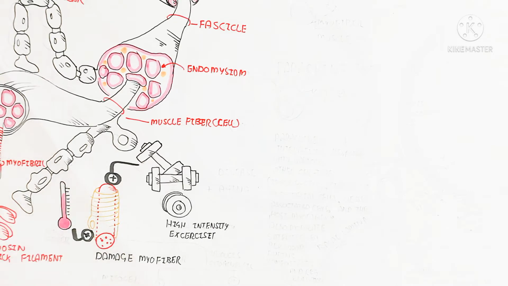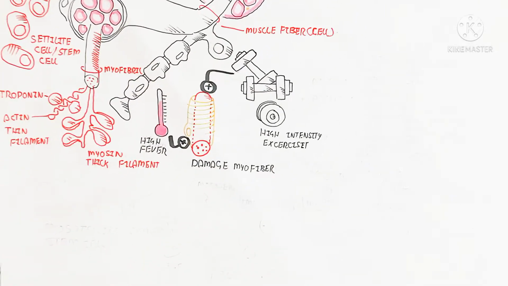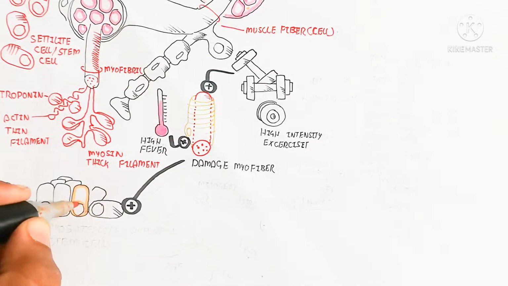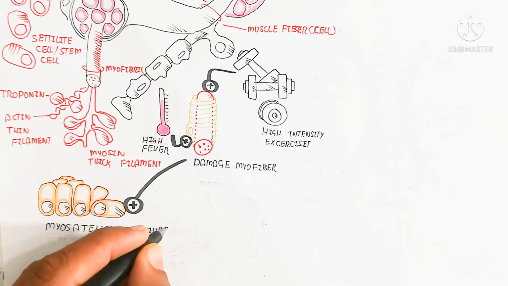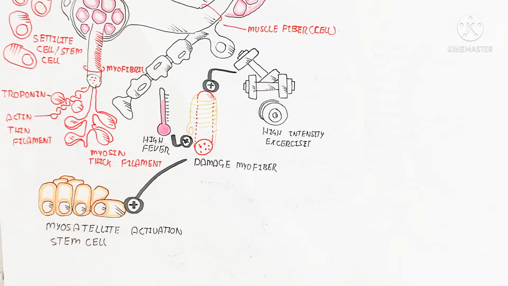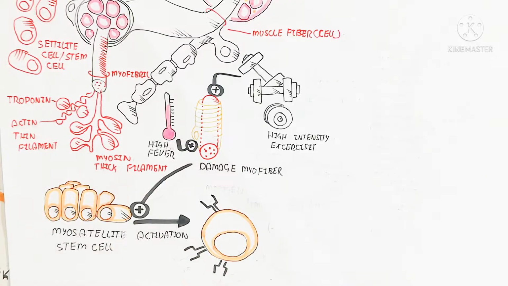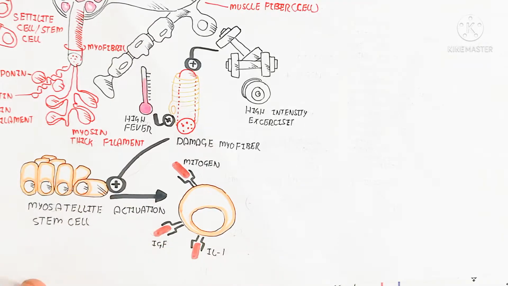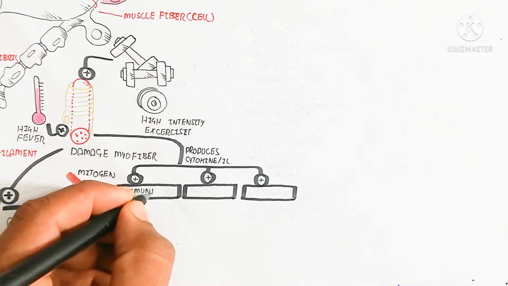So let's begin to understand how it increases, repairs and regenerates, as well as the development of the muscle. Here, you can see, is a myosatellite stem cell, which will reside on the myofiber site after activation. This is the activation. After activation, this is the cell which contains a receptor. This receptor is the mitogen receptor, which binds the mitogen. Mitogen means it is used for mitosis.